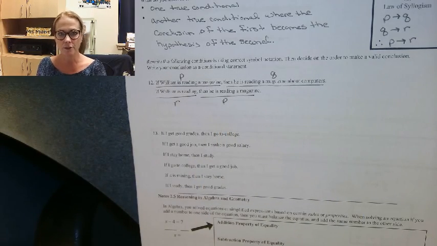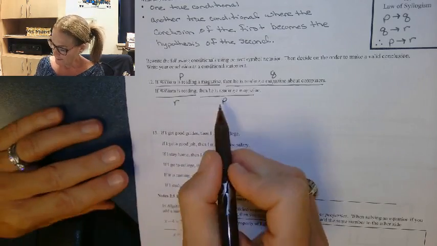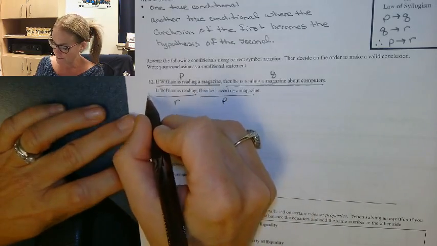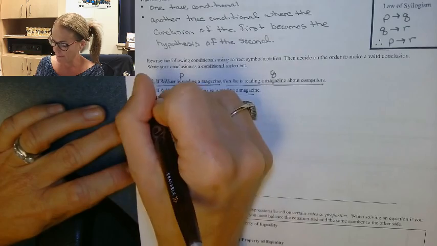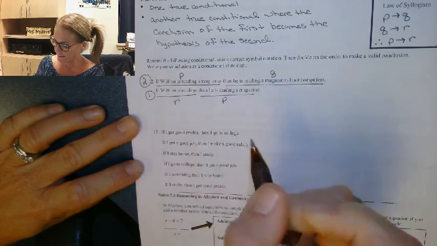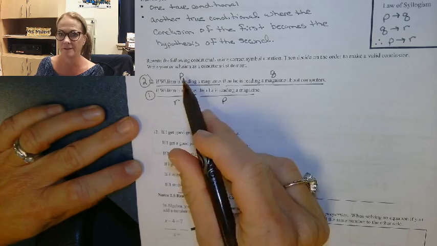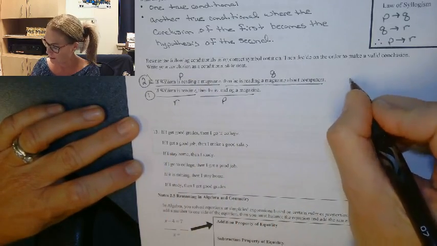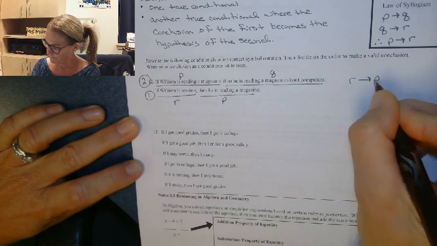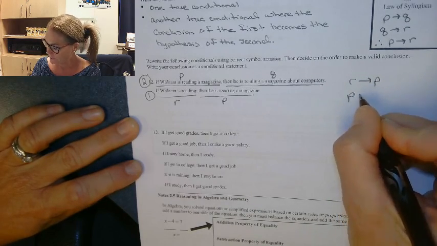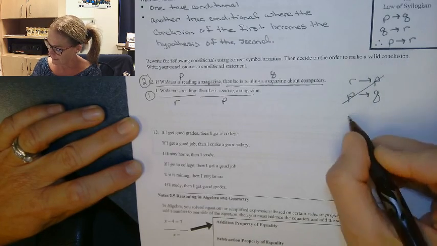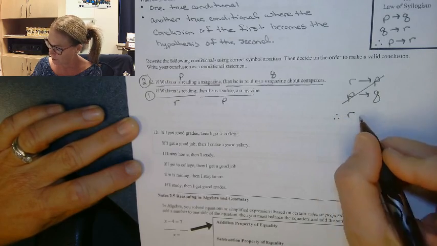So you need the conclusion of the first one to become the hypothesis of the second. So since this is the match, this P and this P is the match, I need this to be my first statement, and I need this to be my second statement, because this conclusion is becoming the hypothesis. So if I write this in symbols, I'm going to be writing R to P, and then P to Q. And so I can link those, and we can state, therefore, R to Q.